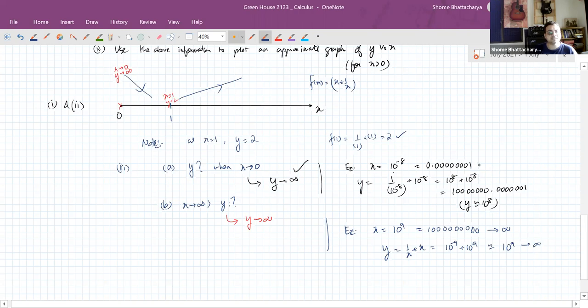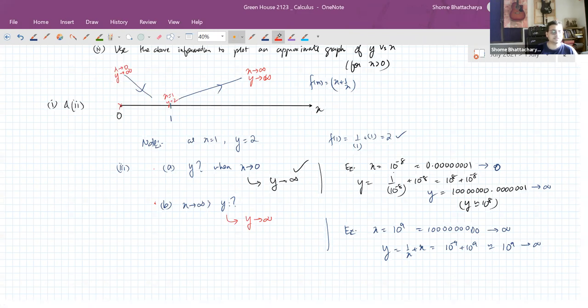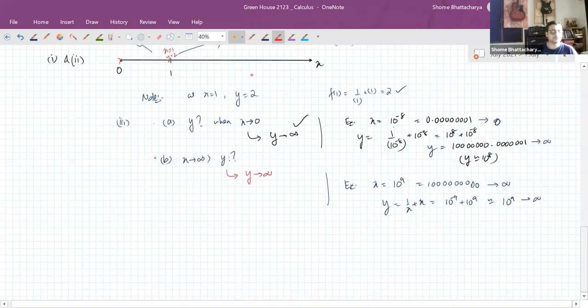Whereas here, as x tends to 0, y tends to become infinity. So now this is going up to infinity. As x tends to infinity, y also tends to infinity. So this gives us some idea about how the graph should look. This analysis includes what we have done in parts 1 and 2. Now we have added this information: it's starting from infinity as x tends to 0, decreasing till it comes to this point, x equal to 1, y equal to 2. Then again, it starts increasing and goes towards infinity. So that means the graph is going to look something like this.